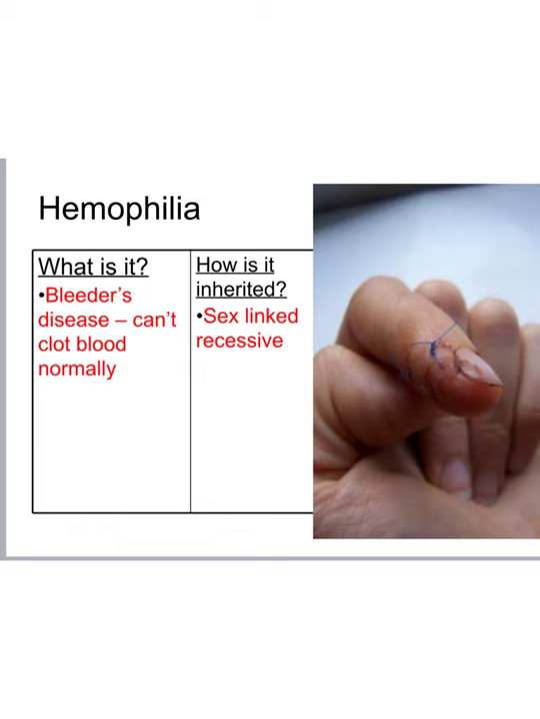It is inherited, as you know, from genetic problems, sex-linked, which means it's carried on the X chromosome, and it's recessive. So for a girl to have it, they would need to be X little h, X little h, and for a boy to have it, they would need to be X little h, Y.